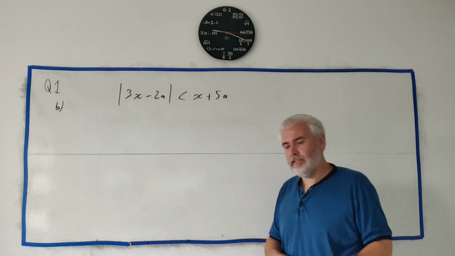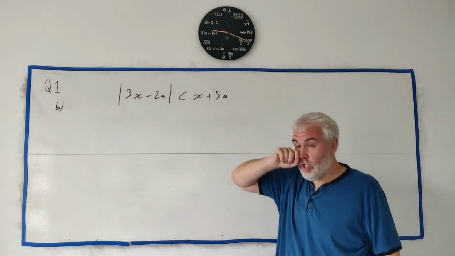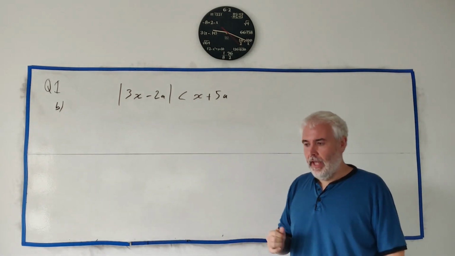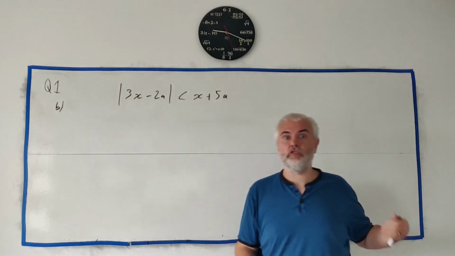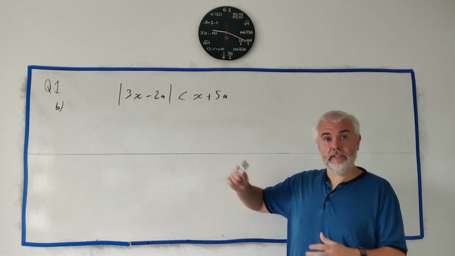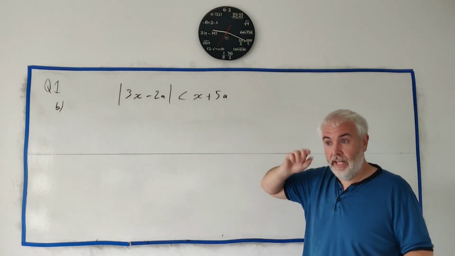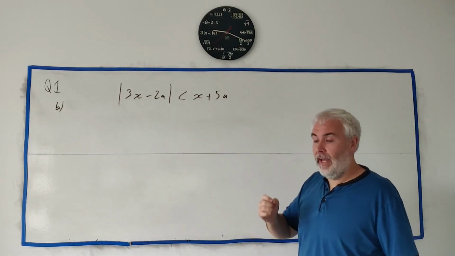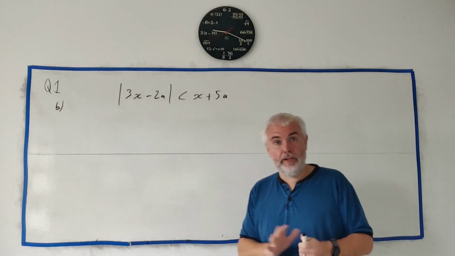In part B, they ask, hence or otherwise solve this inequality. Now there's a clue here, the hence part. What they're getting at is, use what you've just done in part A to solve this inequality. There is another way to solve this. You could square both sides and find a quadratic and solve that inequality. That would work out for you. That's fine. If you'd rather do that, that's okay.